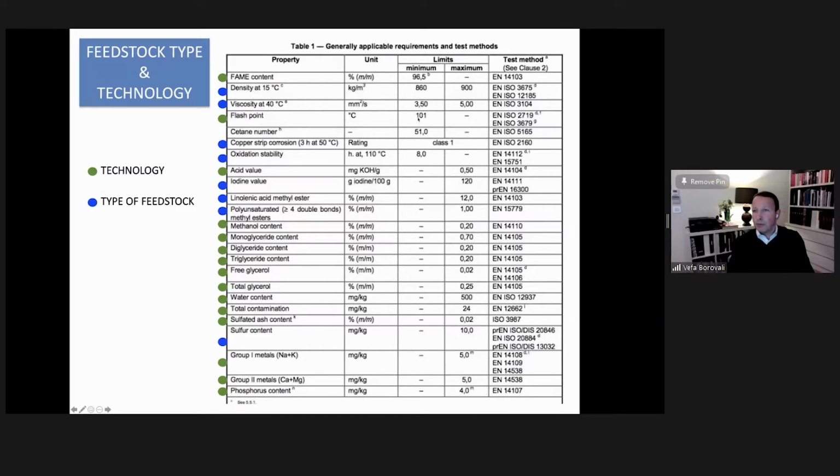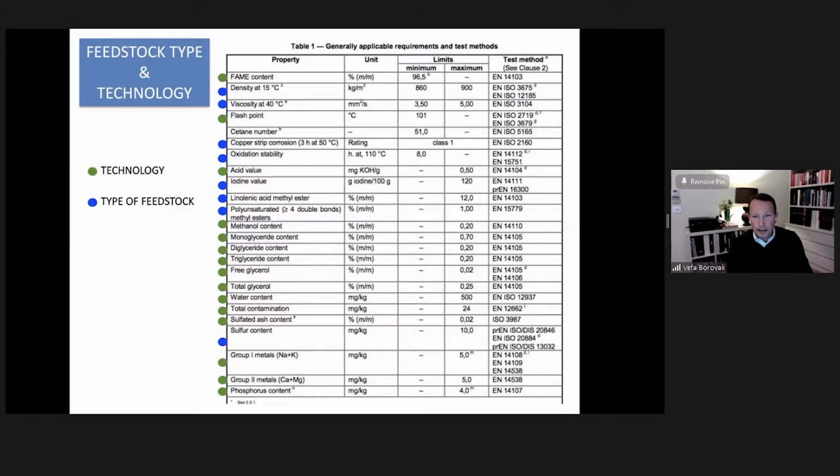That means you need to remove the methanol from methyl ester mixture, because when you have a remaining methanol in the mixture, then you have a low flash point. The acid value, methanol content, monoglyceride, diglyceride, triglyceride content, these are all related to conversion quality, which means roughly the quality of the technology. And the ones in blue are coming from the feedstock type. So basically, there's nothing you can do. Whatever technology you use, you cannot change these figures with the technology.